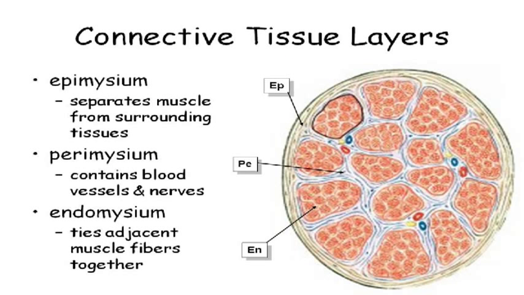All right, so we've gone from the muscle, which is surrounded by epimysium. Okay. Muscles are made out of fascicles, which are surrounded by perimysium. Each fascicle is made out of a bunch of muscle fibers. Each one of the fibers is surrounded by endomysium.